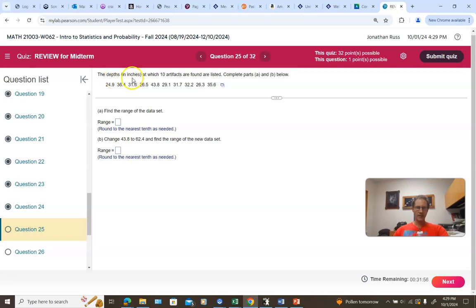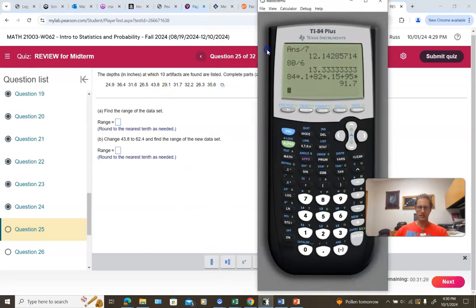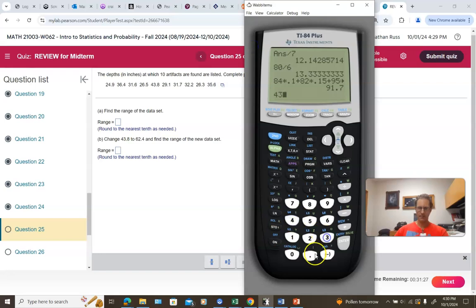So the depths in inches at which 10 artifacts are found are listed. Okay, so these are the depths. It says find the range of the data set. Well, to find the range, we just need to find the greatest value and subtract from it the smallest value. Let's see. Well, I think the largest value is 43.8, looking at this data set. I'm going to subtract from that the smallest value here.